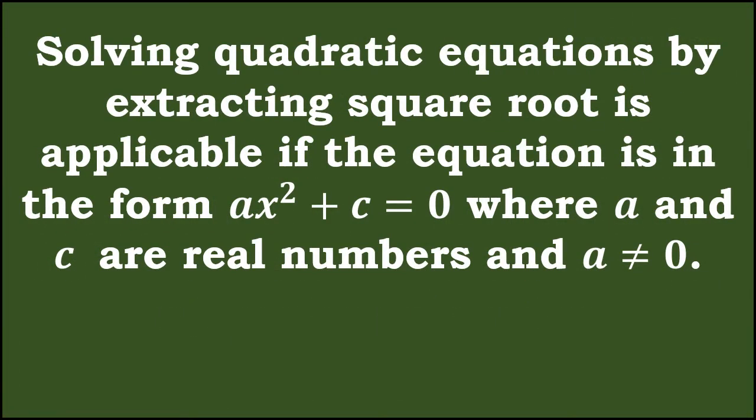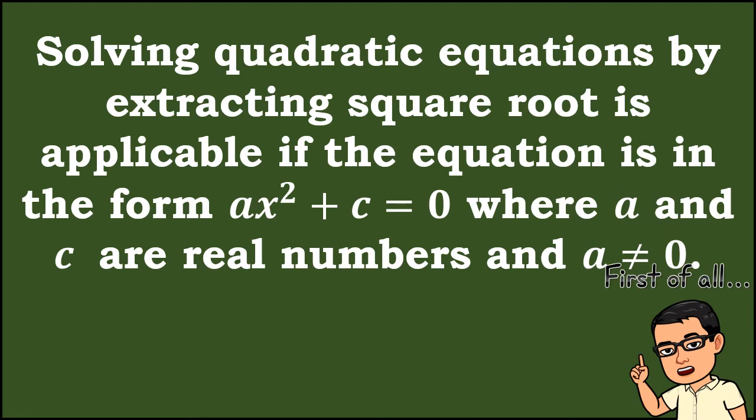Solving quadratic equations by extracting square root is applicable if the equation is in the form ax squared plus c equals to 0, where a and c are real numbers and a is not equals to 0. So if you will notice, we don't have a linear term for this example. So we can only use extracting square root if there is no given linear term.